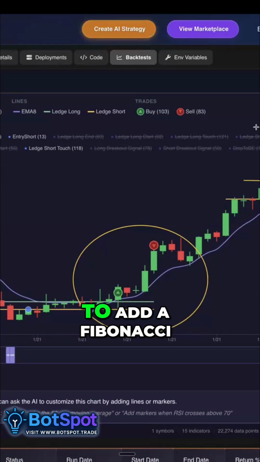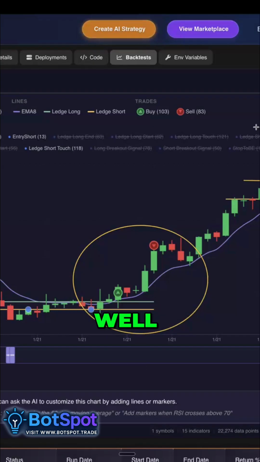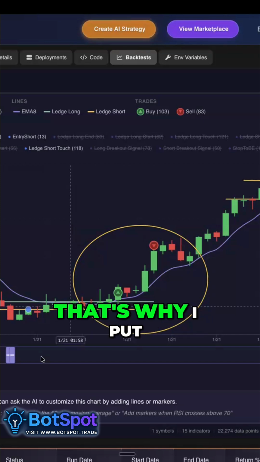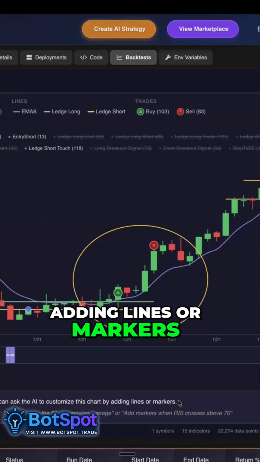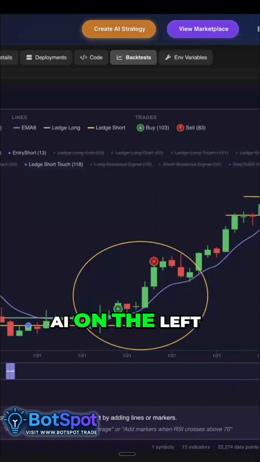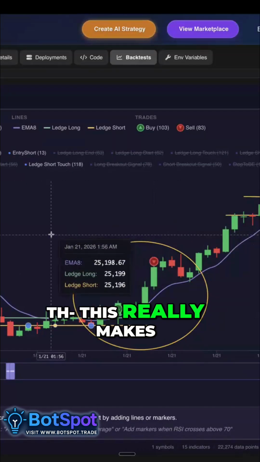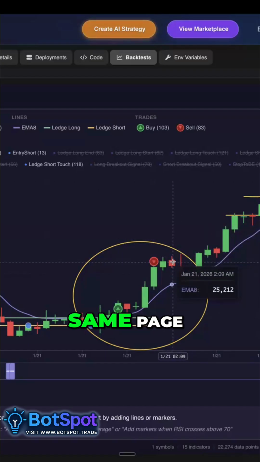You could tell it to add a Fibonacci to this, and it'll put the Fibonacci on here, and then you can actually look at it. You can see it visually, and you can say, okay, I want to change the fib to do X, Y, and Z, whatever. You can get it to do this. That's why I put a little tip down here saying you can ask the AI to customize this chart by adding lines or markers. You could tell it to add a line here, do a Fibonacci thing here, whatever, and we can get all that stuff working. Having it like this, we can ask the AI on the left and see it on the right. This really makes it a lot easier. It just makes it so much easier when they're both on the same page.